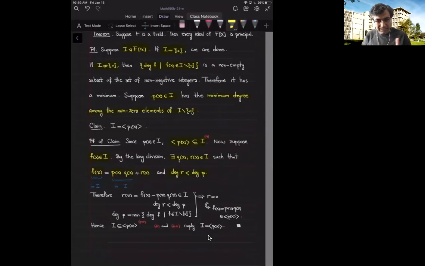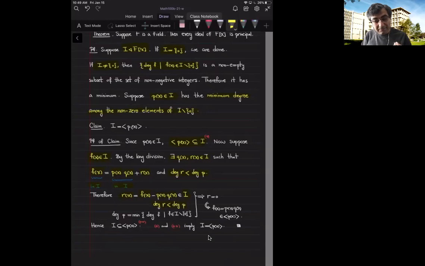Now let's see what is the consequence. Remember f, we chose it to be inside the ideal I. P is in the ideal, therefore every multiple of p is also in the ideal. That implies that r, which is the remainder, and that's the difference of f minus the product of p and q, should also be inside the ideal. So r is an element of the ideal, and the degree of r is strictly less than the degree of p.